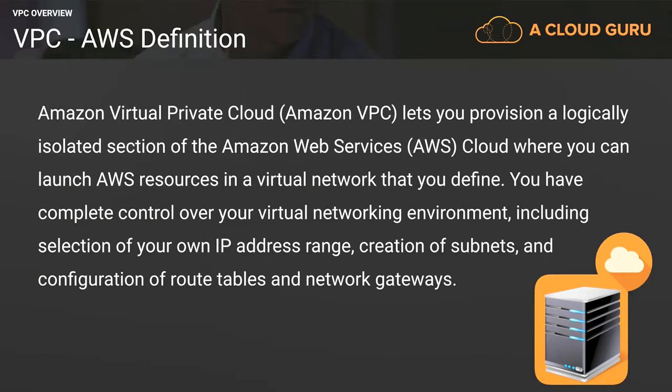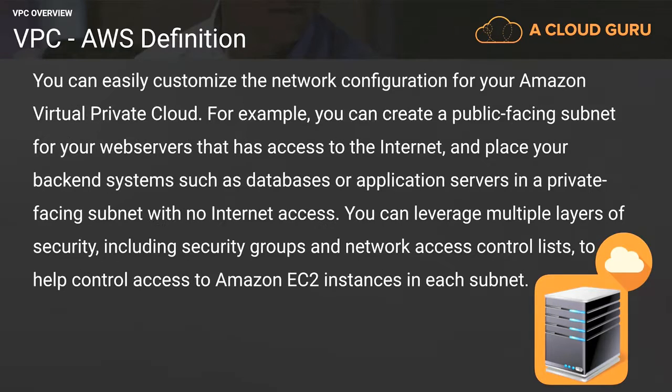So let's look at what Amazon's definition of a VPC is. Amazon's VPC lets you provision a logically isolated section of the Amazon Web Services cloud where you can launch AWS resources in a virtual network that you define. You have complete control over your virtual network environment, including selections of your own IP address ranges, creation of subnets, and configuration of route tables and network gateways. Now, if you don't know what those are, don't worry, we're going to come to it as we go.